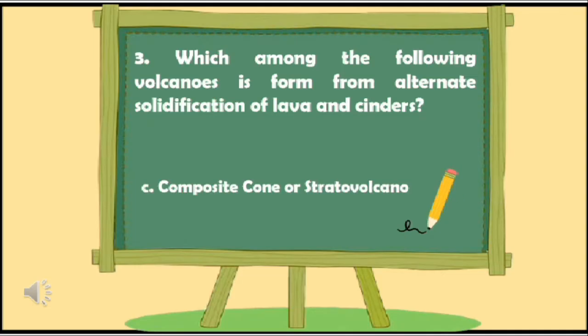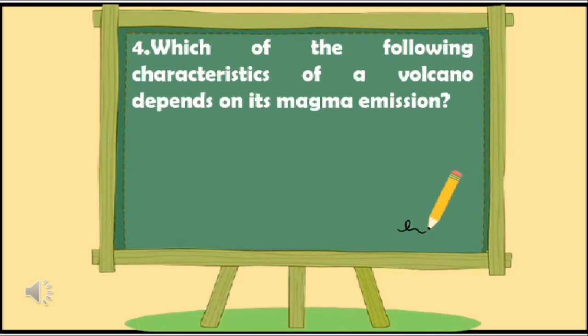Which of the following characteristics of a volcano depends on its magma emission? Letter A, age. Letter B, size. Letter C, shape. Letter D, location. The correct answer is C, shape.